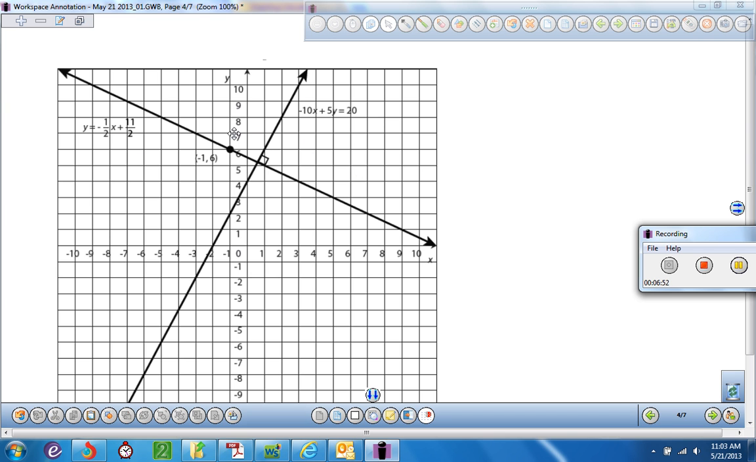Now these are the graphs of the two lines. The -10x plus 5y is equal to 20 was our original line. And (-1, 6) was the point. And then this is the equation we came up with. You'll notice that if you graph them, they intersect to form a right angle. So by definition, that makes two lines perpendicular. They intersect and make a right angle. So that's how we would do that.